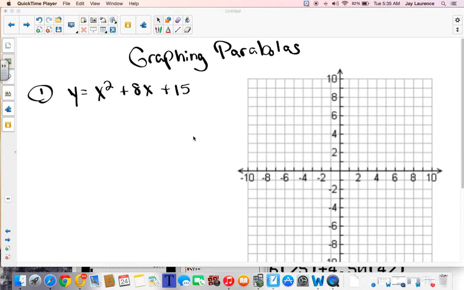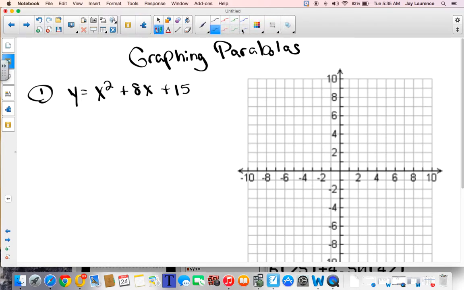Hello, algebra students. Mr. Lawrence here, and we have gotten a lot of practice at using the discriminant, finding the zeros, finding the vertex. Now we're going to start graphing these parabolas. Not all parabolas will have zeros or x-intercepts, but we're going to start with ones that do.